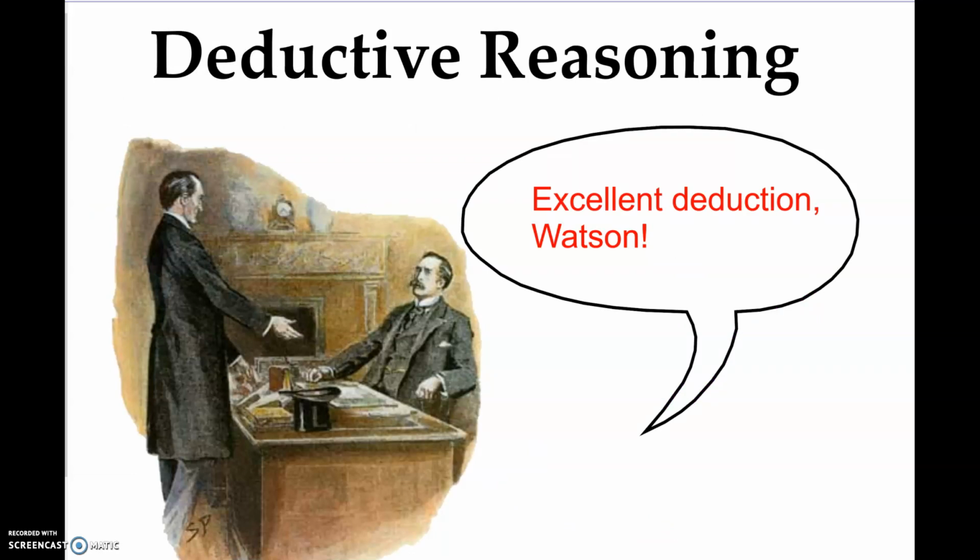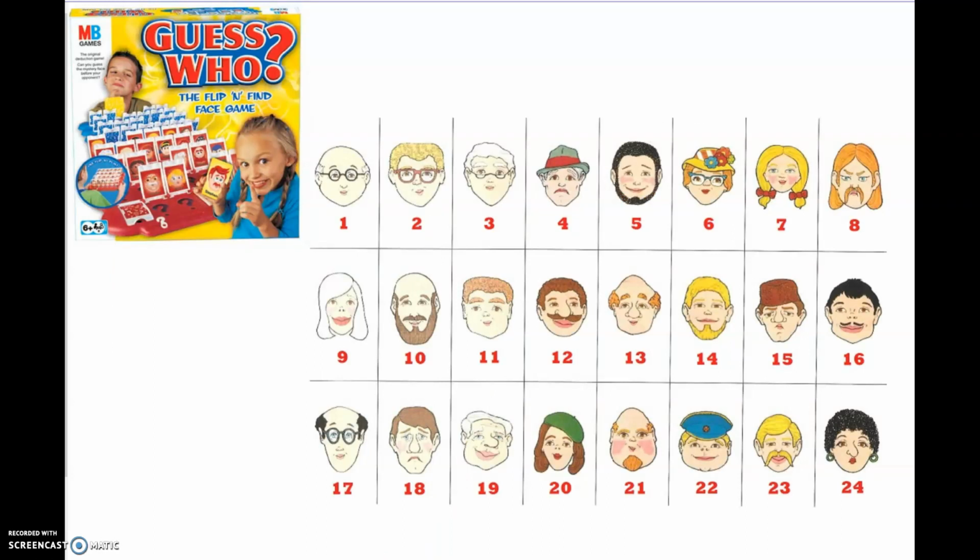All right, deductive reasoning. So inductive was looking at a pattern. Deductive is more scientific. Have you guys ever played this game, Guess Who, where you would ask your people questions? Does the person have a hat on? And if the answer is yes or no, you would cross off either all the people with hats or all the people without hats on. So you are using deductive logical reasoning.